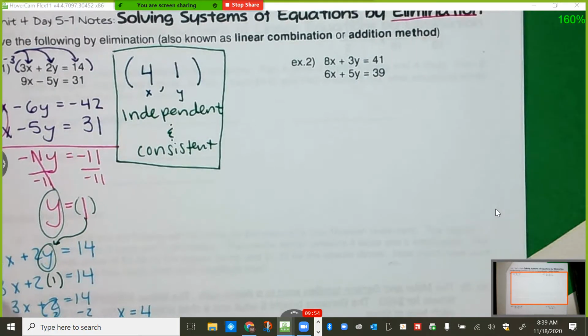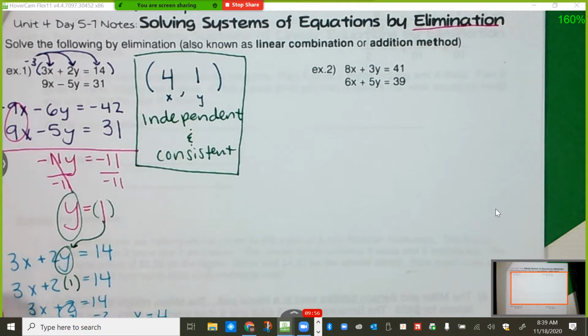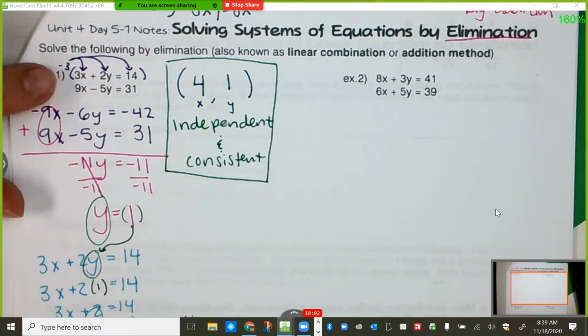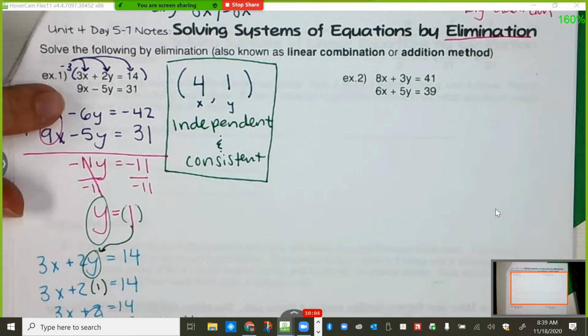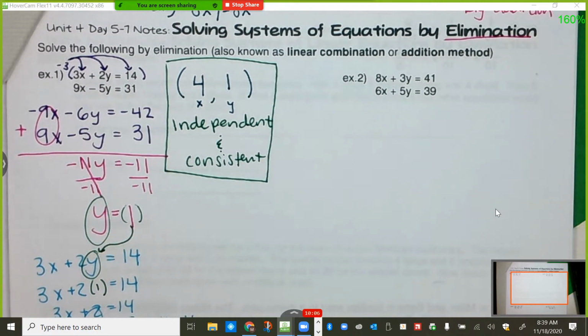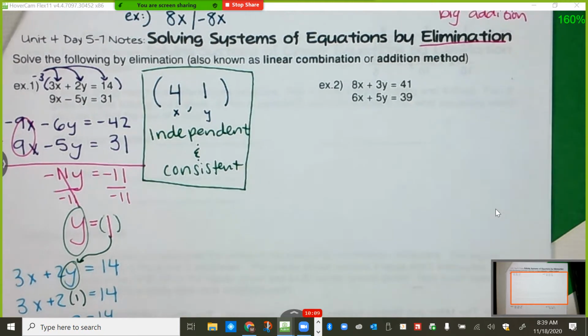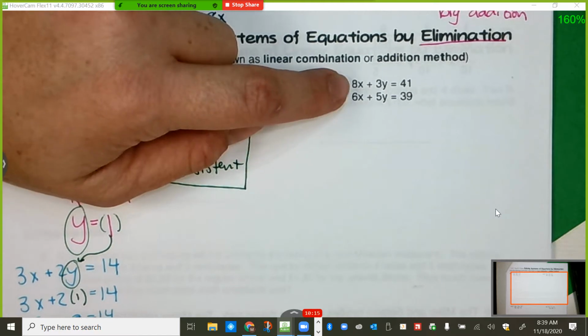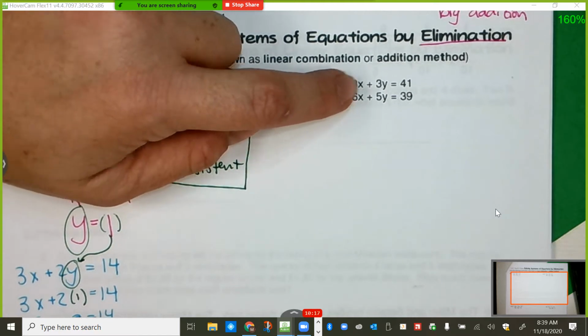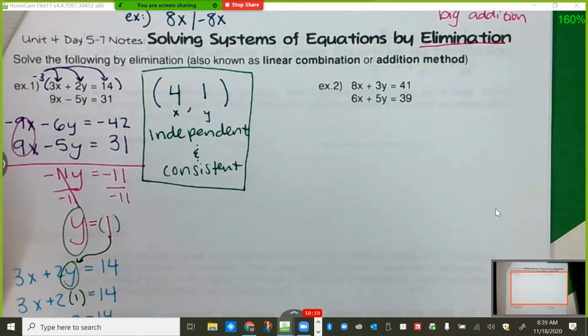Let's try number 2. Okay, what's our first step? What did we want to create first? A zero pair. So what do we want to do to make a zero pair here? The opposite. Now, can you turn a 6 into an 8? No. Can you turn a 3 into a 5? No. So technically on this one, we're going to have to multiply both equations.